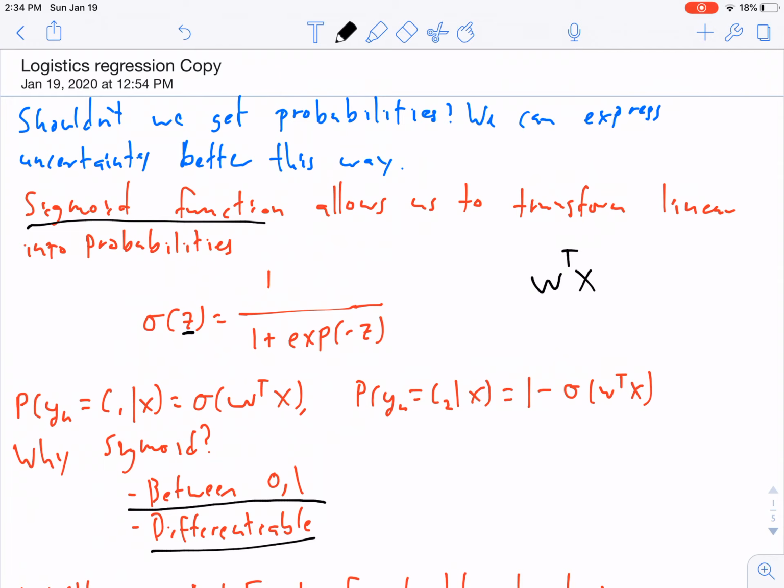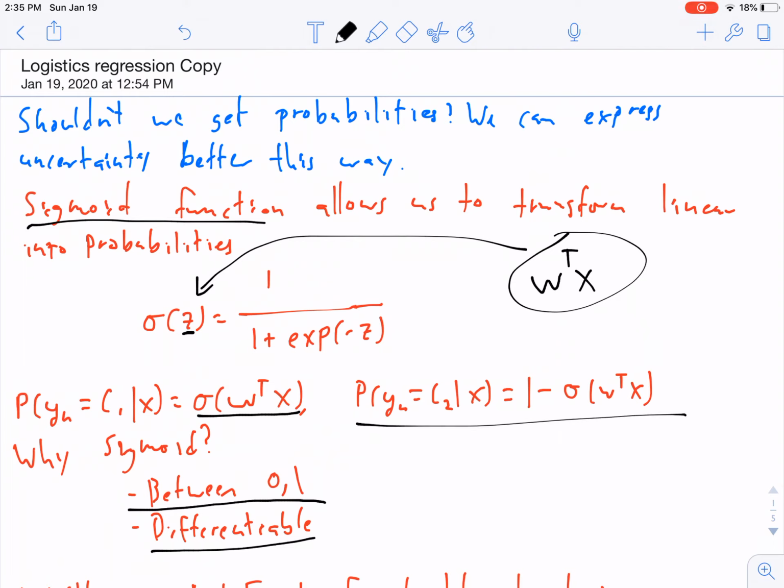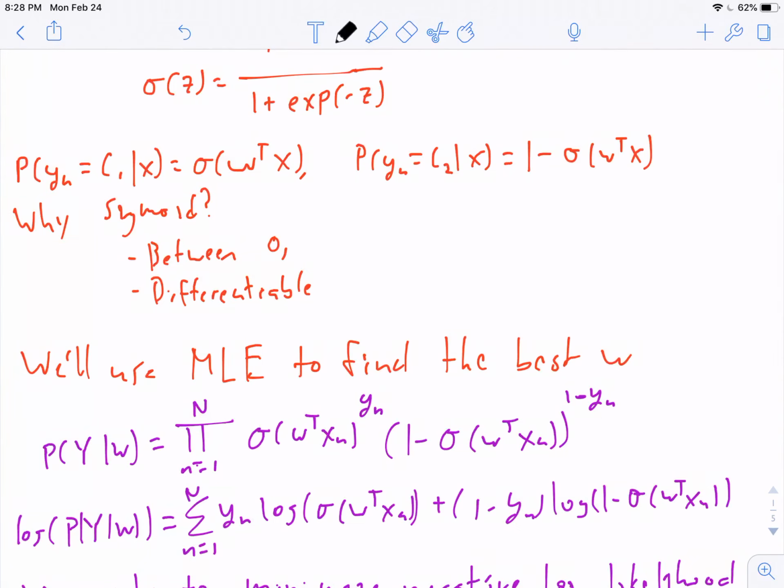So our model will take our linear model, w^T x, and we'll plug it into our sigmoid function. So I'm going to start with a binary classifier, but I'll talk about later in this video how to extend it to more classes. So we take our linear model, we plug it into the sigmoid function, and that gives us the probability that the data point x is in the first class. Since there are only two classes, the probability that it's in the second class is just 1 minus the probability that it's in the first class.